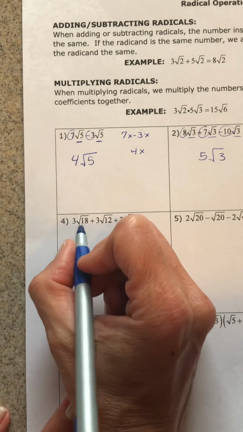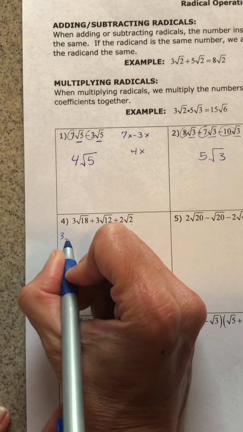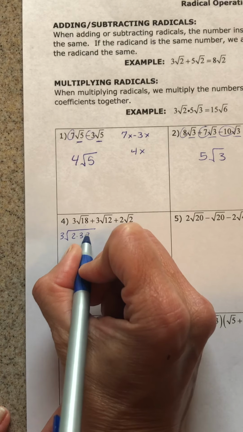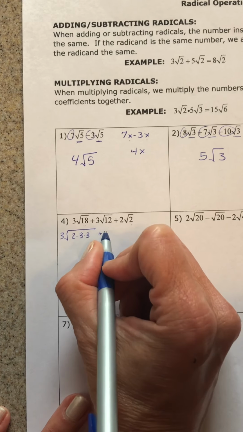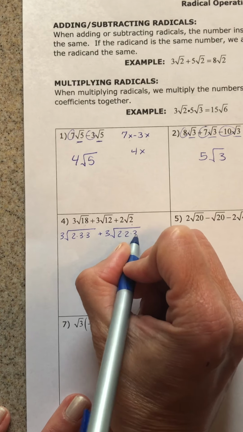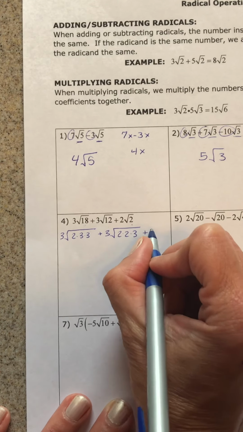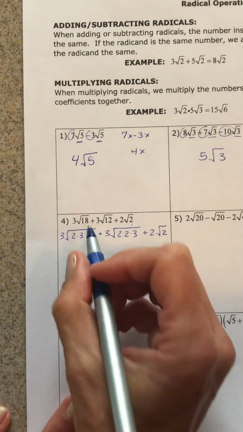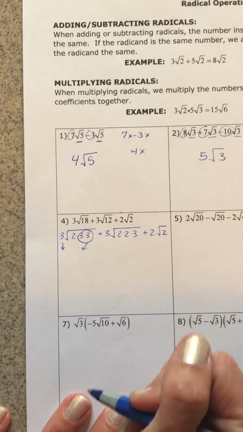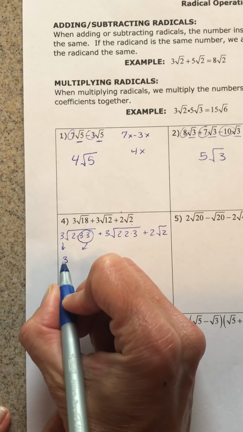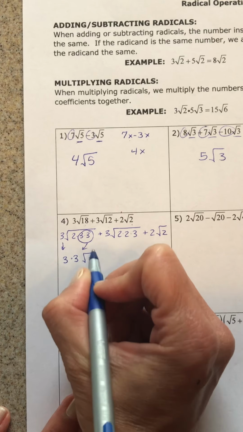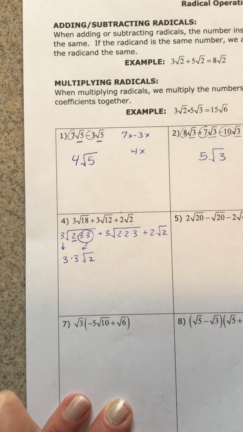If you remember from the last section, 18, breaking it down into its prime factorization is 2 times 3 times 3. 12, breaking that down into its prime factorization is 2 times 2 times 3. And that is as simple as it can get. So I circle any pairs, bring them out. There was already a 3 out there. So 3 times that 3, the radical 2, since it doesn't have a partner, stays home.